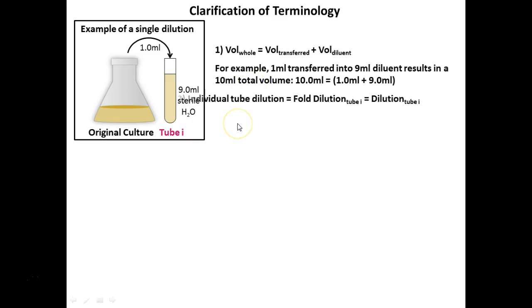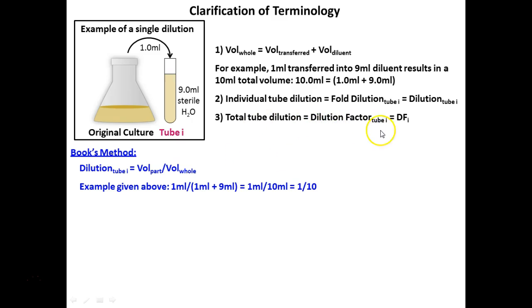So, how do we do serial dilutions? We're going to take a small volume from our sample and dilute it into another volume. Your book has you write your transferred amount. This is terminology. When we talk about the whole volume, we're talking about the transferred amount and the volume that was used to dilute, and this is a very important volume that you end up with. When we're talking about the individual tubes, we're going to refer to them as fold dilutions, or dilution of that individual tube.